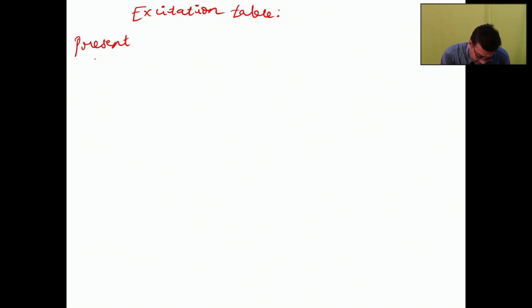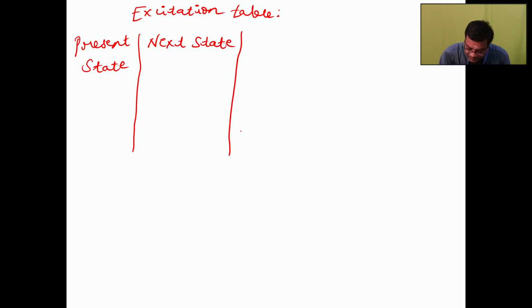So next we are going to derive the excitation table. For the excitation table, we are going to consider present state, next state, and flip flop inputs. The flip flop inputs are nothing but R and S.